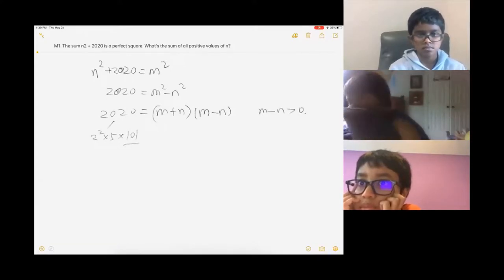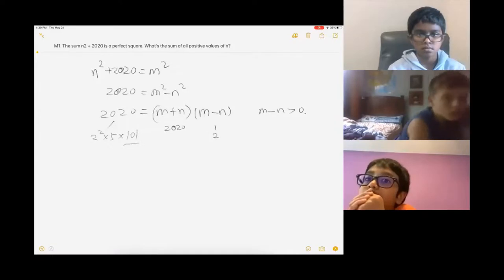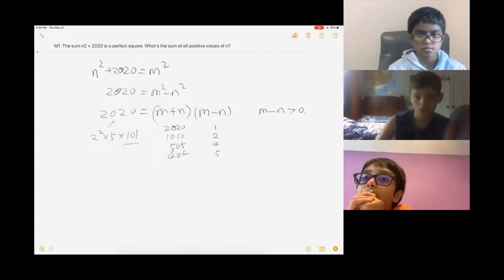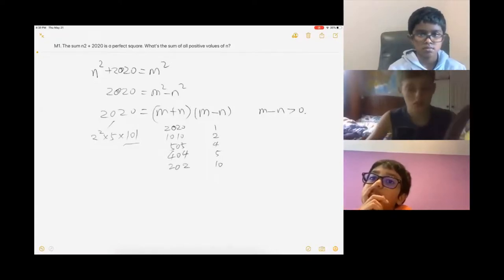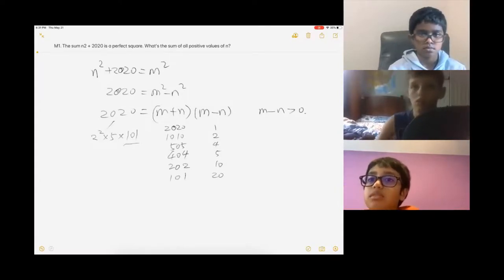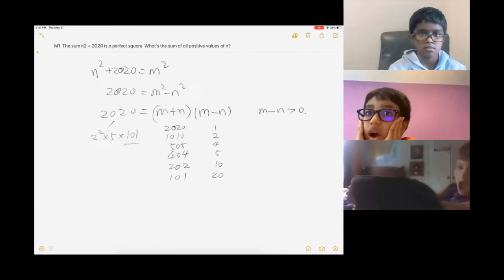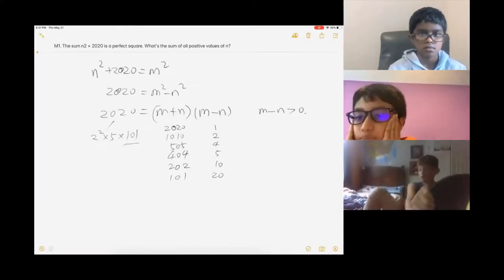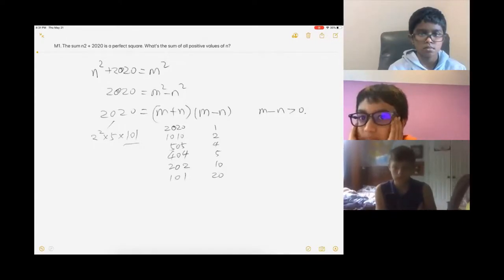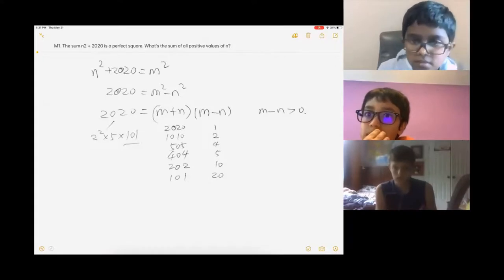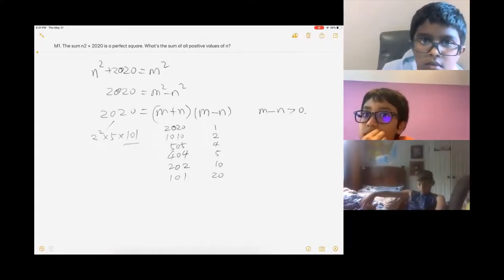Okay. So the possible values are 1 times 2020, 2 times 1010, 4 times 505, 10 times 202, and then 20 times 101. And then if n is the smaller value, I tried those values, I plugged it in. For the first one, if you had 1 times 2020, you have m minus n equals 1, and then m plus n equals 2020. You see it doesn't work because it's not an integer, it's supposed to be a perfect square. So this doesn't work.